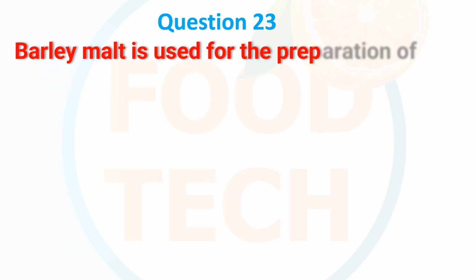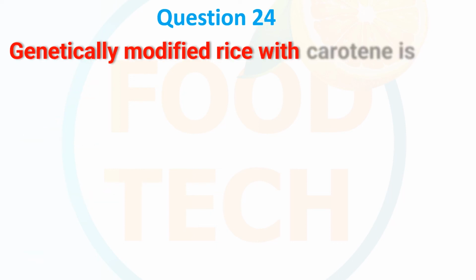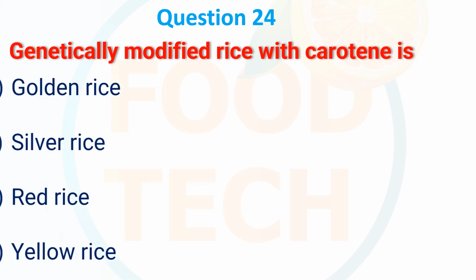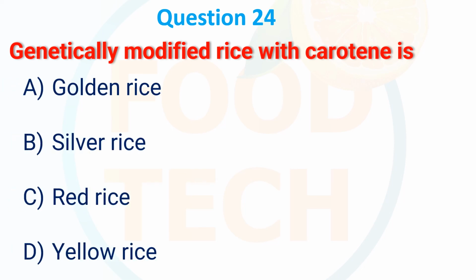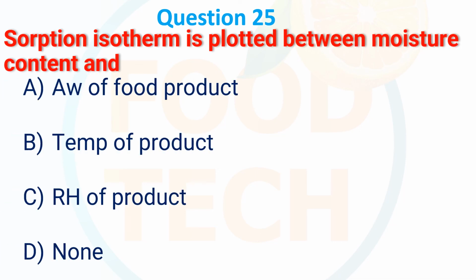Barley malt is used for the preparation of: A, wine. B, beer. C, brandy. D, rum. The answer is beer. Genetically modified rice with carotene is: A, golden rice. B, silver rice. C, red rice. D, yellow rice. The answer is golden rice. Sorption isotherm is plotted between moisture content and: A, water activity of food product. B, temperature of product. C, relative humidity of product. D, none. The answer is water activity of food product.